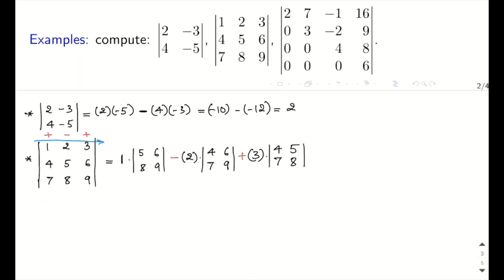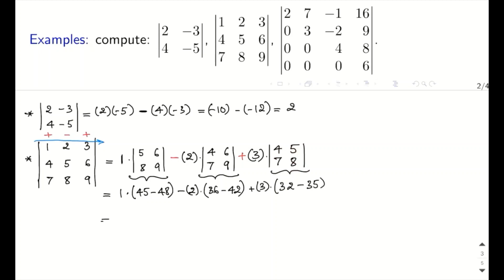So now we are going to do the computation. 1 times this guy. So 5 times 9, that's going to be 45. Minus 8 times 6, that's going to be 48, right? 45 minus 48. Minus 2 times this guy. And then plus 3 times 4 times 8, 32. Minus 7 times 5, 35. And you can easily see that we are going to get -3 here, and then plus 12 here, and then minus 9 here. So at the end, you're going to get 0.